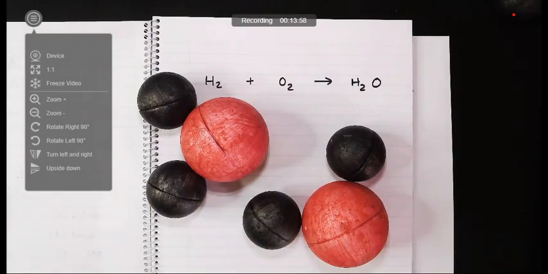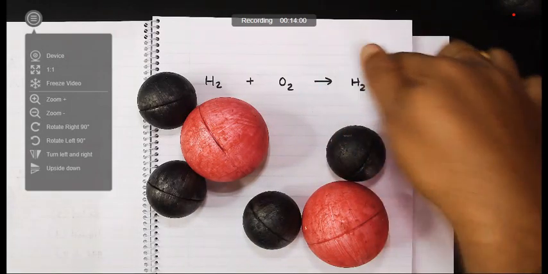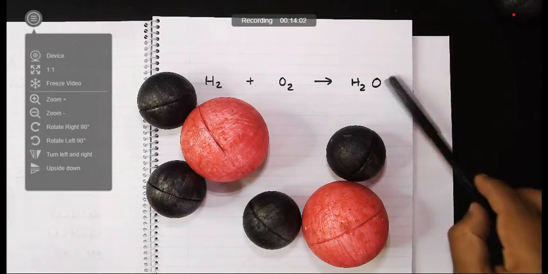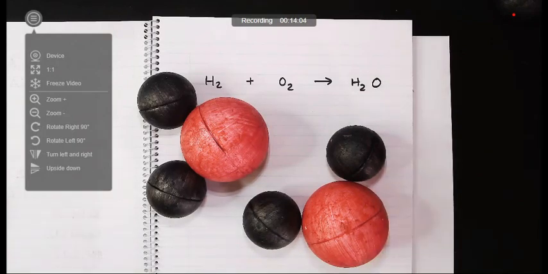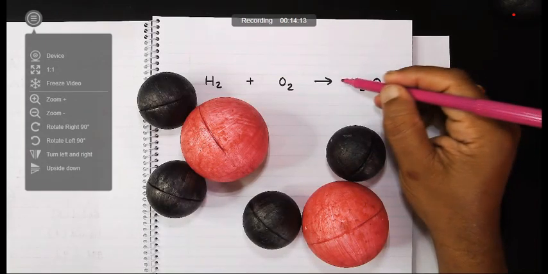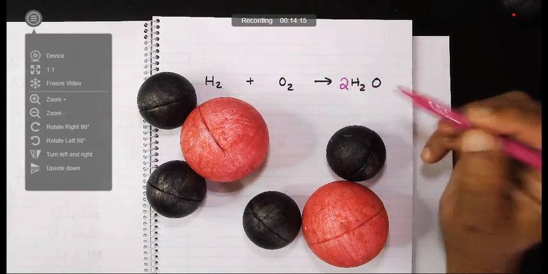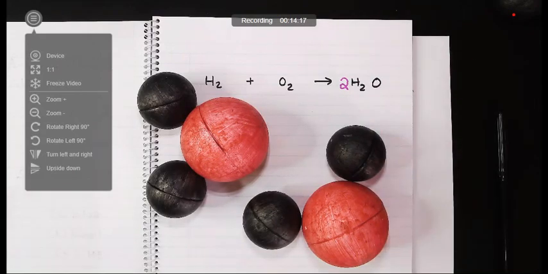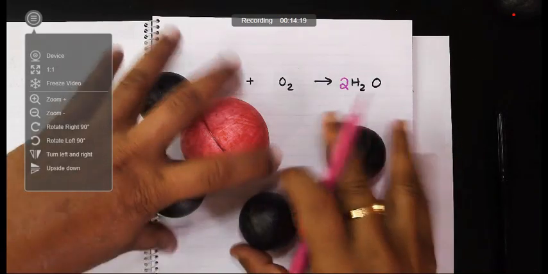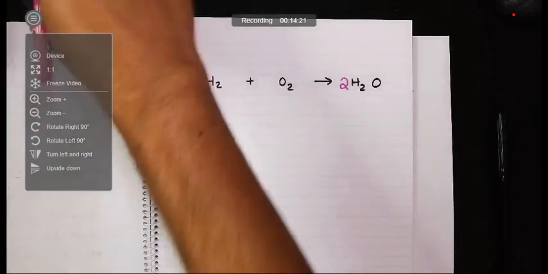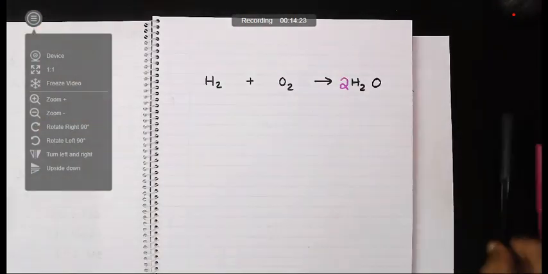So then look at this chemical equation you have here. You have only one water molecule. If you put the coefficient 2 there to make it 2, let's see whether our equation becomes balanced or not. I just put a 2 here. Let's check what happens. So I just remove this and let's check whether our equation could be balanced or not.